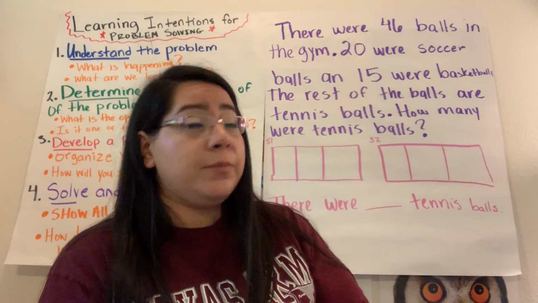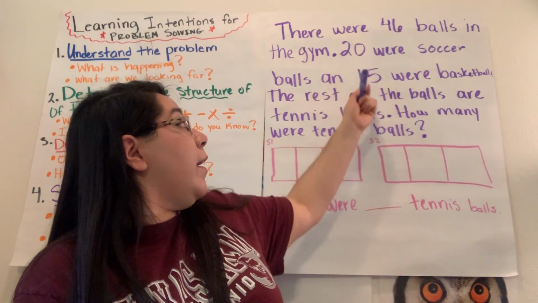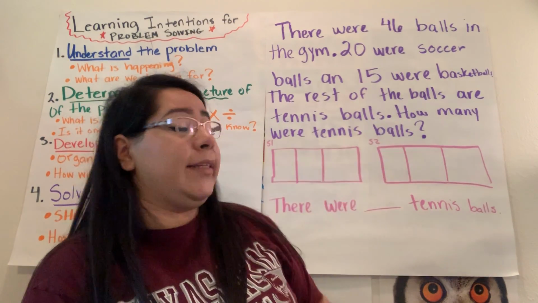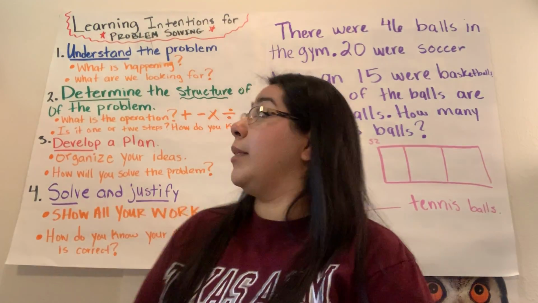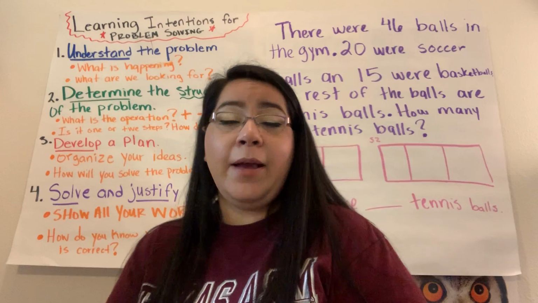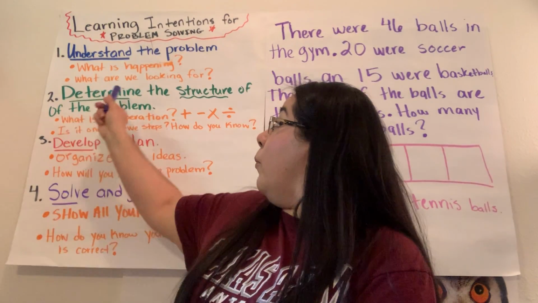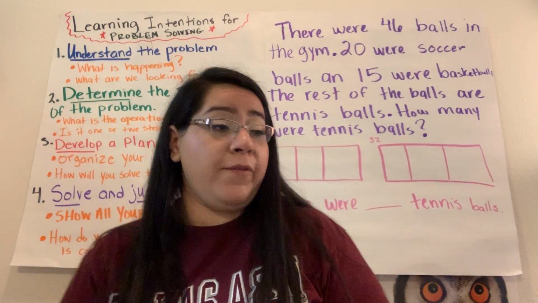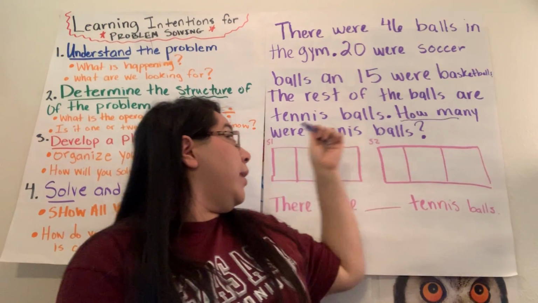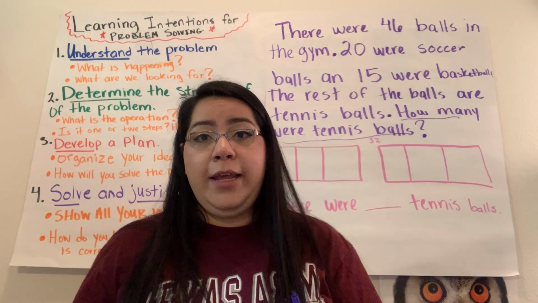20 were soccer balls and 15 were basketballs. It says 20 and 15. But then it says the rest of the balls are tennis balls. How many were tennis balls? So this is where we stop and say, okay, do I understand the problem? What's going on? We're in the gym and we see that we have 46 balls. Okay. Now, what are we looking for? What we're trying to find is right here. Even underline. How many were tennis balls? That's what your solution should be when you're looking at this.